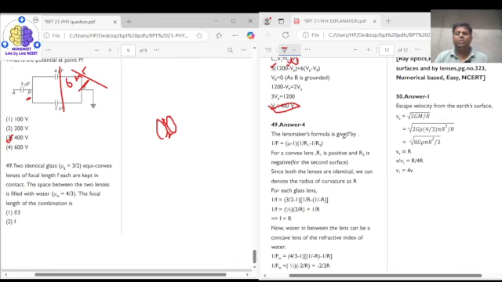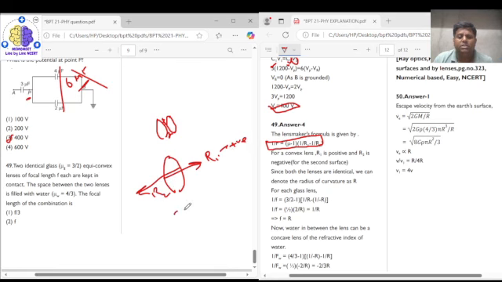So for the focal length of the combination, first we should know the lens maker's formula. According to the sign convention, for a convex lens R1 is positive. Why? Because R1 is in the direction of the incident ray, and if this is the second surface, R2 is in the opposite direction. So R1 is positive and R2 is negative.